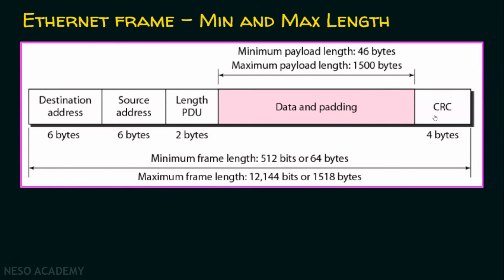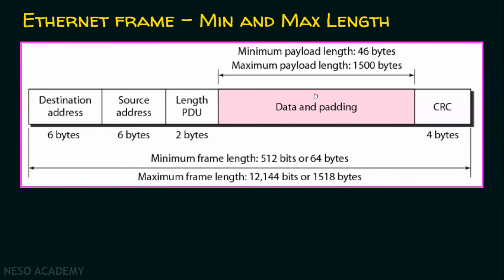And finally, we also have CRC, which is of 4 bytes. So the minimum frame length: the minimum payload part is 46, so 46 plus 6 plus 6 plus 2 plus 4. Put together, the minimum frame length will be 64 bytes. So 64 bytes, how did we get 64 bytes?